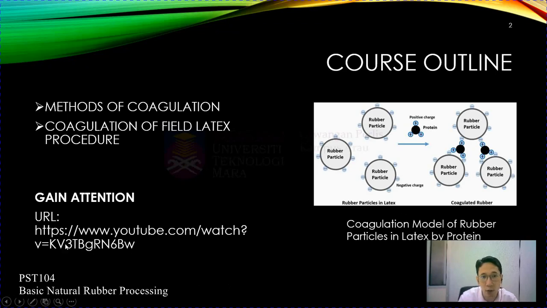And there is a URL over here. You might want to see this URL later on when you have this slide. Make sure you copy this slide and go to this video, and it will give you some idea how coagulation appears in a latex field. And this is an illustration of the coagulation model of rubber particles in latex by protein. As we know, rubber particles are coated by a negative charge on the outer layer, and by addition of positive charge and protein, it will tie the rubber together and eventually coagulate the rubber.